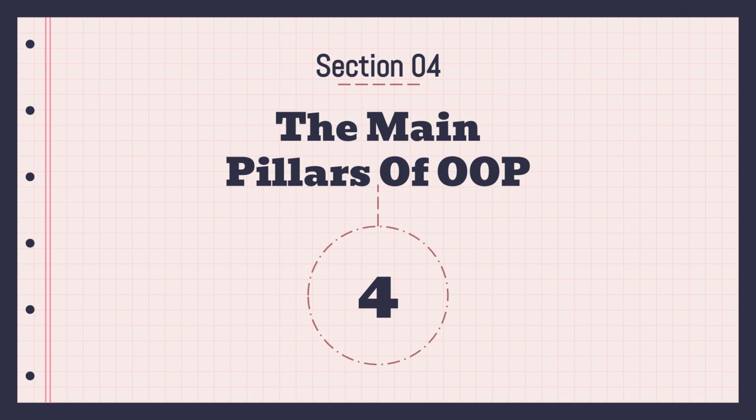So we're going to be learning the four main pillars of object-oriented programming. I've covered all the basic stuff: what classes, instances, objects and methods are, the different types of methods we have in Python, the special methods and all of that. So we are good to go now to cover the four main pillars of object-oriented programming in Python.